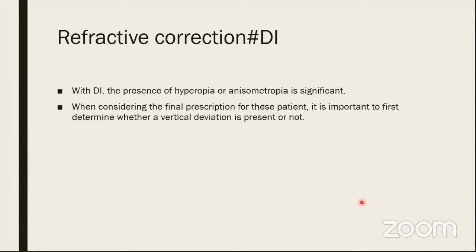Regarding divergence insufficiency, the presence of hyperopia or anisometropia is significant. If the patient has a significant amount of hyperopia, a prescription should be done. When considering the final prescription for this patient, it is important to first determine whether a vertical deviation is present. Divergence insufficiency is sometimes associated with vertical deviation, so we have to check for it before making the final prescription.